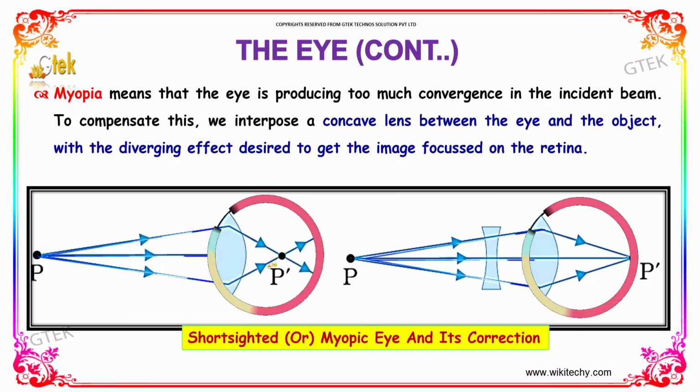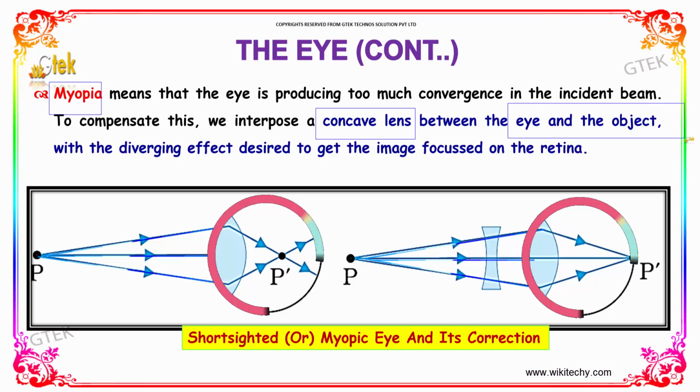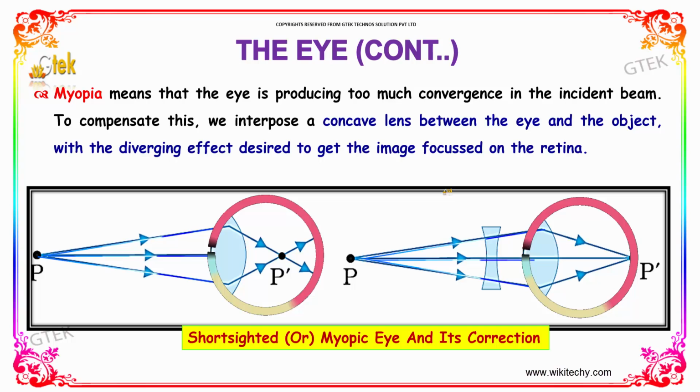Myopia means that the eye is producing too much convergence in the incident beam. To compensate for this, we need to interpose a concave lens between the eye and the object, with the desired diverging effect to get the image focused on the retina. So by doing this, we can compensate for this kind of problem.